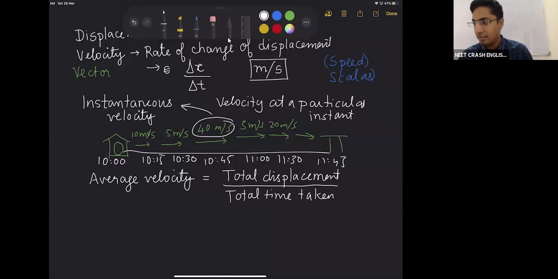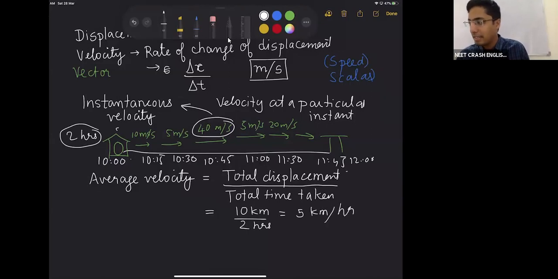So let me give you some context. Let's say I reach office at 12. It took me 2 hours to reach office, and let's say the distance is 10 kilometers, right? So my average velocity would be 10 kilometers by 2 hours, which is 5 kilometers per hour, right? Remember that this is the formula for average velocity: total displacement upon total time.